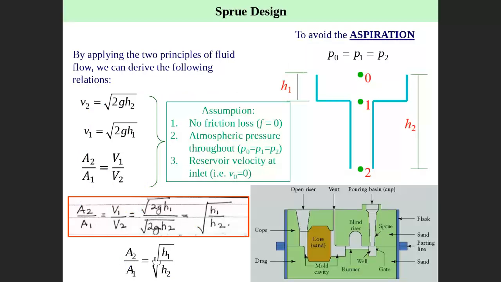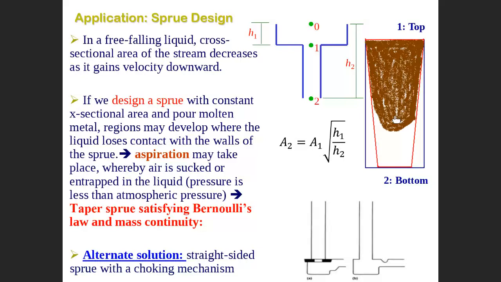So A2 equals A1 multiplied by the square root of H1 divided by H2. So this is the equation, actually. When you look at this equation, guys, this is very important. Please give me your attention. This equation is satisfying avoiding aspiration. It must be satisfied.